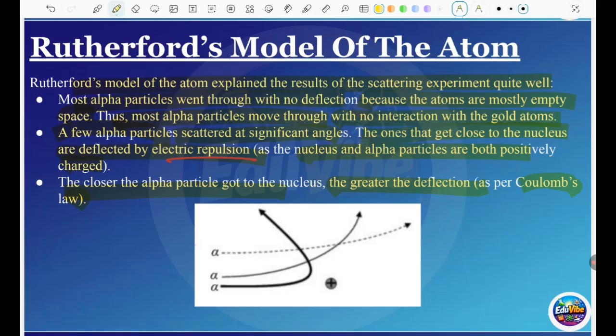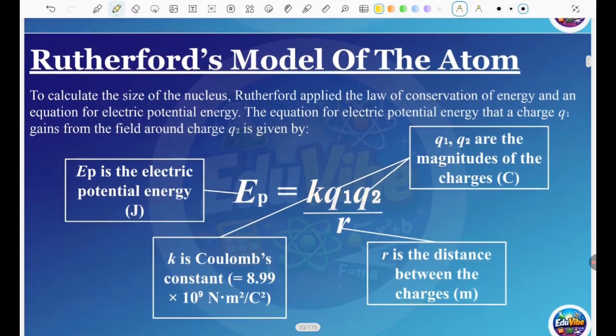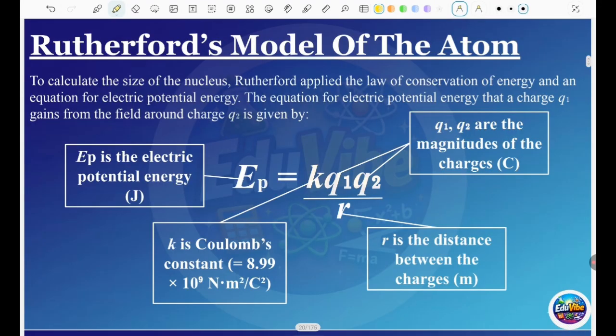Because of Coulomb's law, the closer the particles go to the nucleus, the greater the deflection that can occur. From this too, Coulomb's law is revised and comes up again with the Rutherford model of the atom. To calculate the size of the nucleus, Rutherford applied the law of conservation of energy and an equation for the electric potential energy.